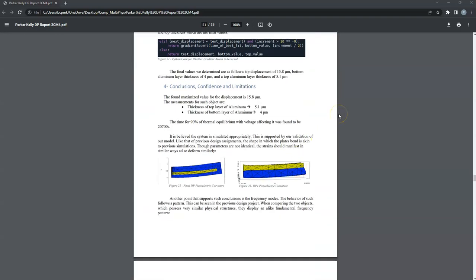We concluded with a maximized value of displacement of 15.8 micrometers, with the top layer of aluminum being 5.1 micrometers and the bottom layer being 4 micrometers. The time for 90% of thermal equilibrium with voltage affecting it was found to be 20,700 seconds.